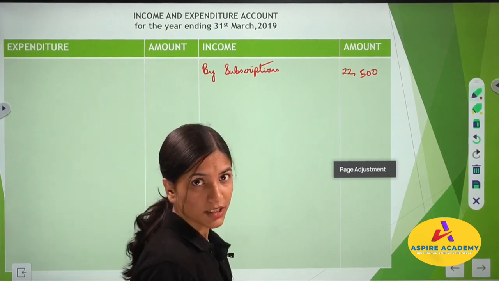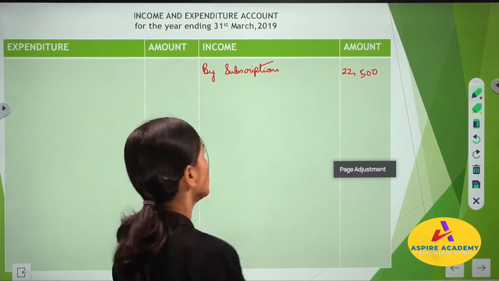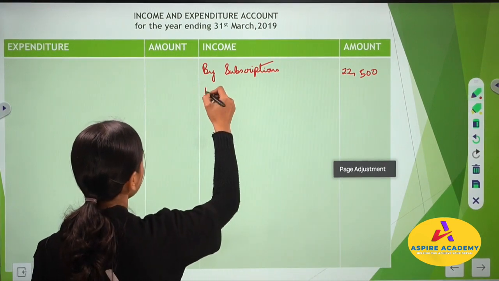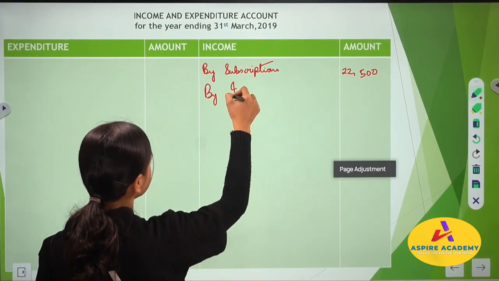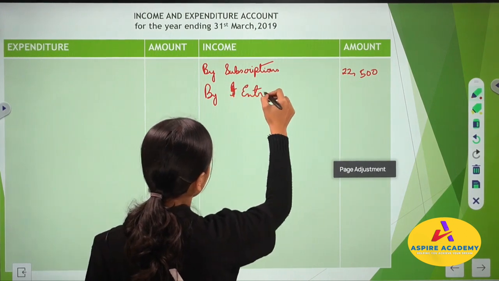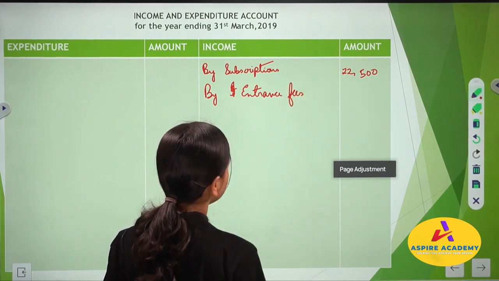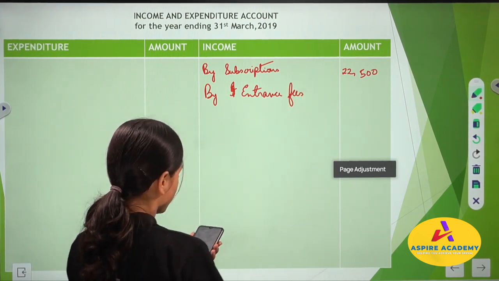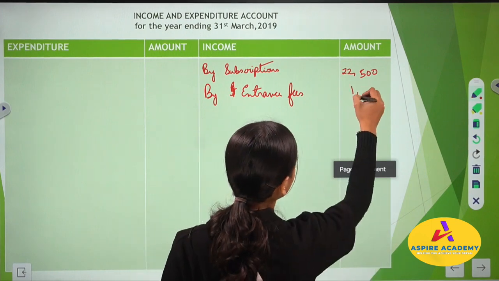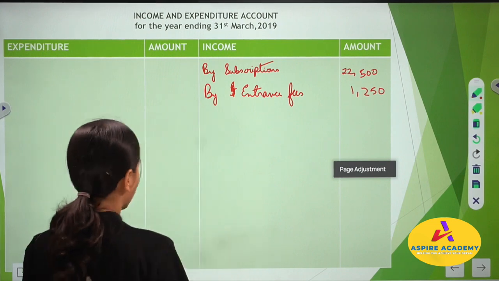Next we have entrance fees. For this, nothing has been mentioned about whether it would be capitalized or not, so this will be shown on the income side. So this is your entrance fees, and the amount is 1,250.